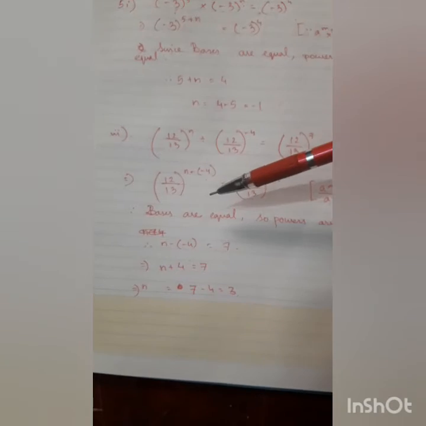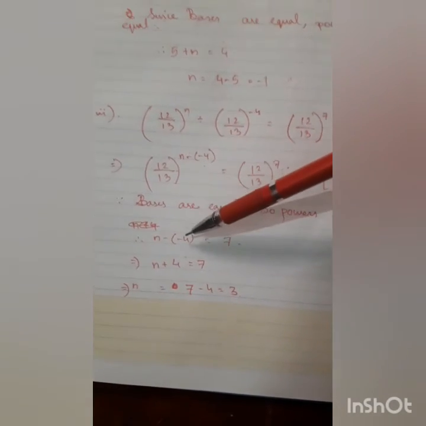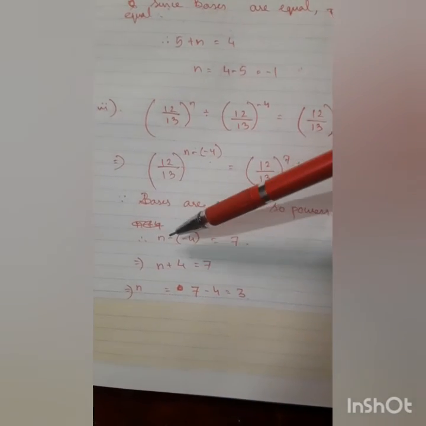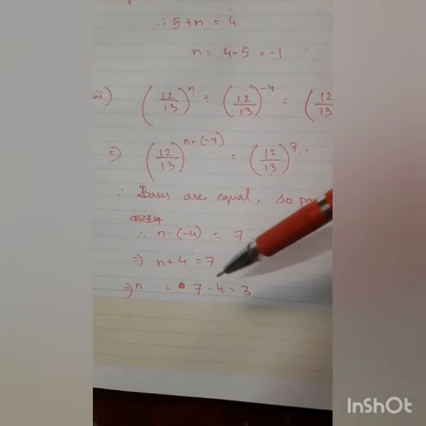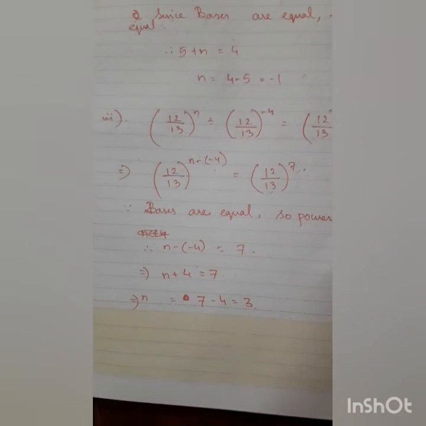So what will we do? We will write that n minus 4 is equal to 7. Now n minus 4 means n plus 4 equals to 7. So n equals 7 minus 4 equals 3. So that is your answer.